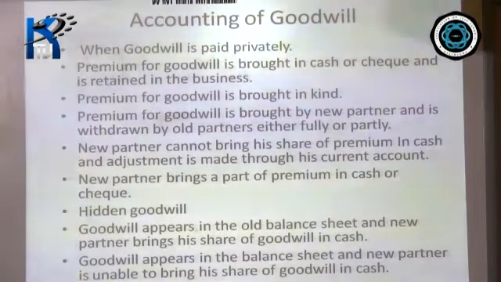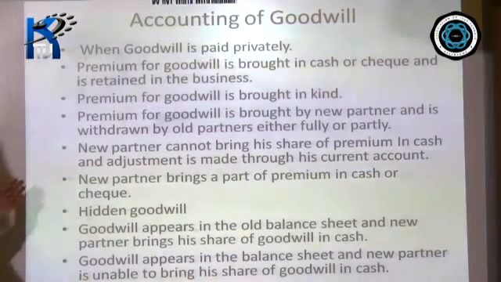Now there are situations when the new partner is unable to bring his share of goodwill in cash. So when he cannot bring in his share of goodwill in cash, his current account needs to be debited. That means he has to pay, whether from the cash that he has brought, or in case he cannot bring in cash, it is paid from his current account.